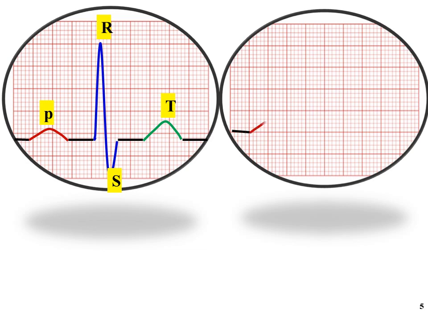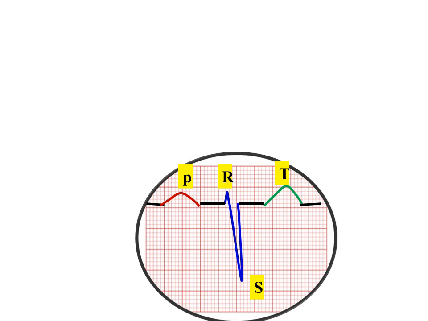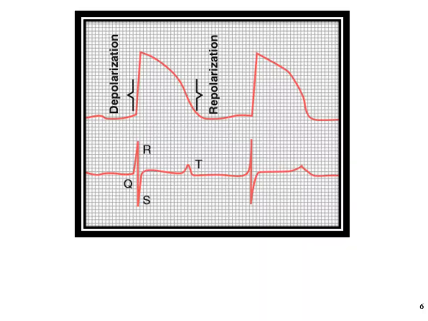Let's take another example. The first wave is P. After P, the first negative wave, we call it Q. Then the positive wave, we call it R. And this is the T wave. In this example, the first positive after P, we call it R. Then the first negative after R, we call it S. So we must know how to name each wave.